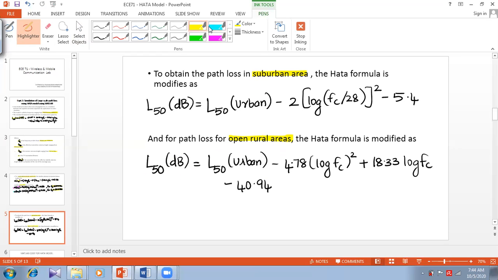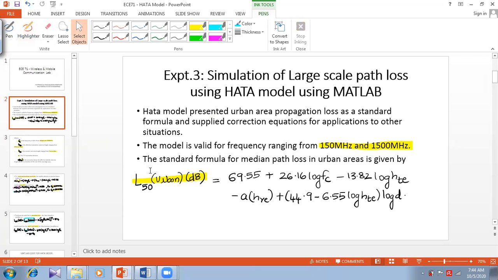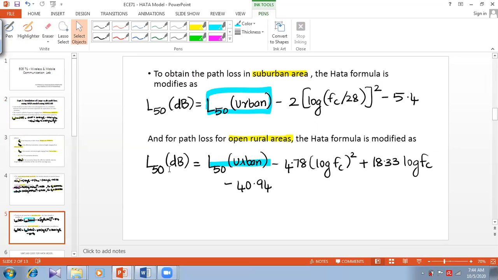So you can see one thing which is common to all your formulas: you have to find out the urban area path loss. Irrespective of the area under consideration, you should always find out the urban area path loss. So when you're writing your code, the first step should be to find your urban area path loss, using all these parameters, using Hata. And then depending upon the area under consideration, if it is a suburban area, you can go for this formula. If it is an open rural area, you can go for this formula. So finding out the urban area path loss becomes a necessity in case of the Hata model.